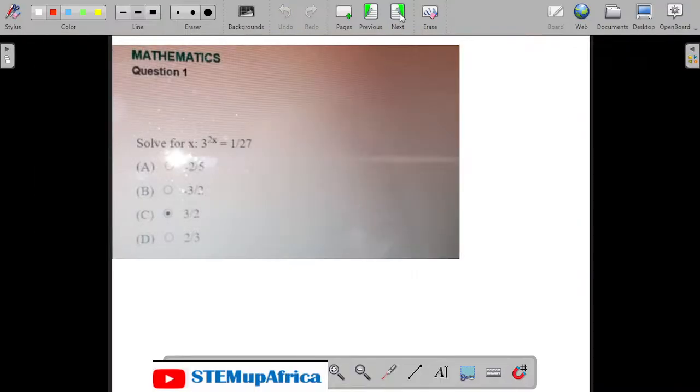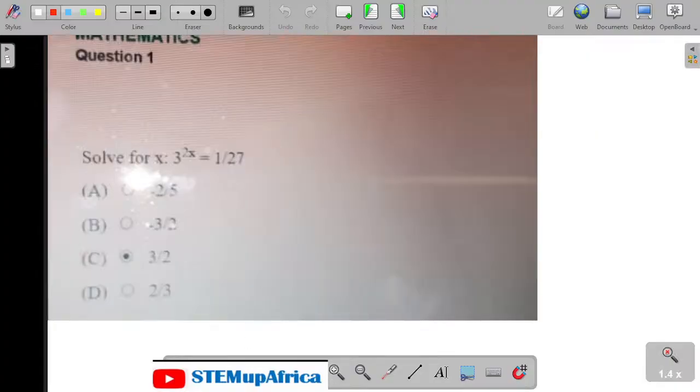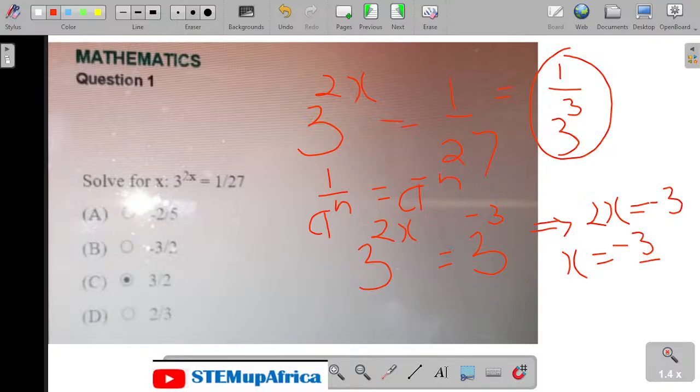So what we have here is a question. It happens to be indicial equation, also known as indices. They gave us 3 raised to the power 2x equals 1 over 27. So 27 can be expressed as a power of 3, minus 3 over 2. The person almost got it right, but nearly is not enough. The correct option is B, minus 3 over 2.